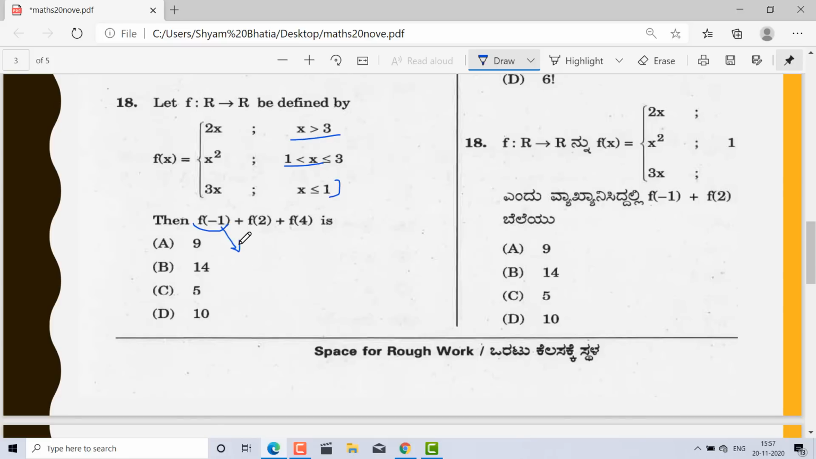So in this, let's do minus 1, where is it defined? So minus 1 is less than or equal to 1. So I use here 3 multiplied by the value of minus 1. So minus 1 I will put here, because my function is defined only in this range whenever the value is negative, whenever the value is less than 1. So my function is defined in this range. Plus, okay, you can write again plus, and f(2) is falling here.